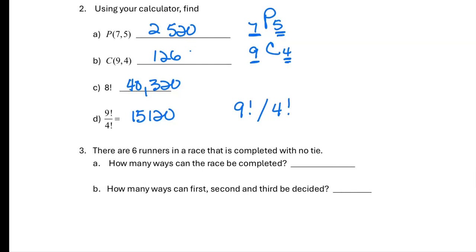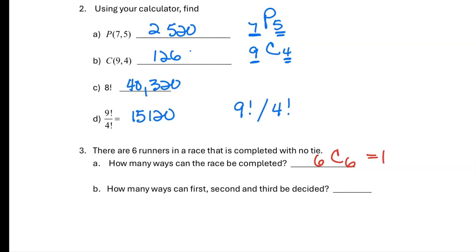Okay, so there are 6 runners in a race that is completed with no tie. How many ways can the race be completed? Okay, it just says completed. So we're going to say 6 choose 6 to finish. I'm going to do it your way: 6, math, probability, down to nCr, and 6, and I get 1 way.